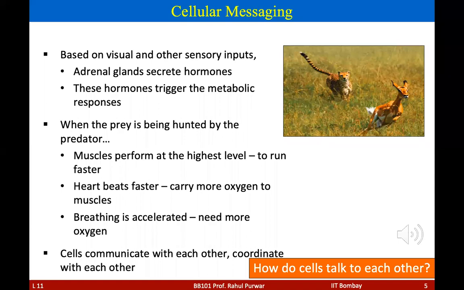So now you can clearly appreciate that adrenal glands, hormones, muscles, heart, and the breathing, the respiratory system, are all working in a very coordinated manner to perform a task. This is how cellular messaging works.